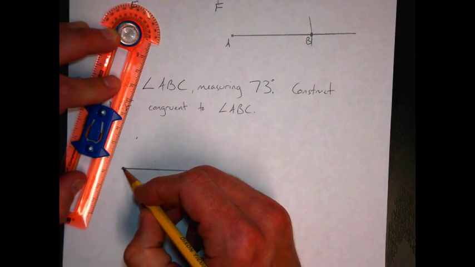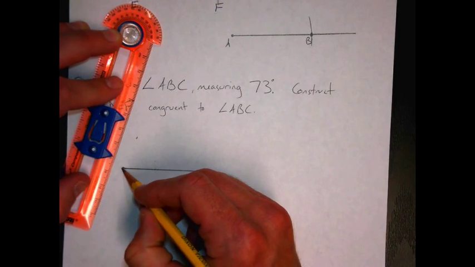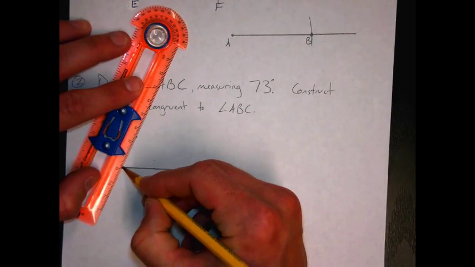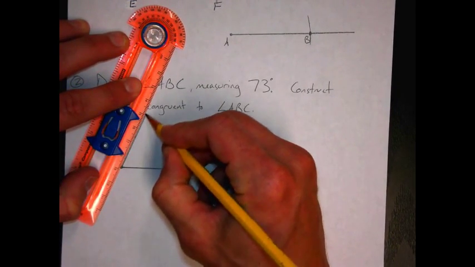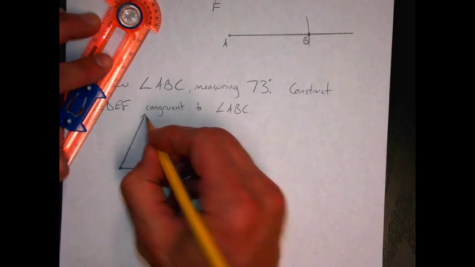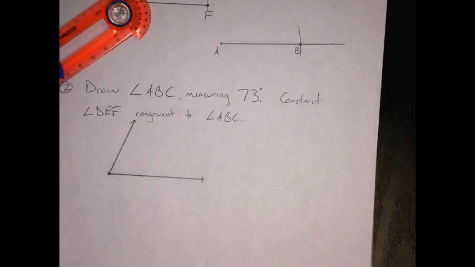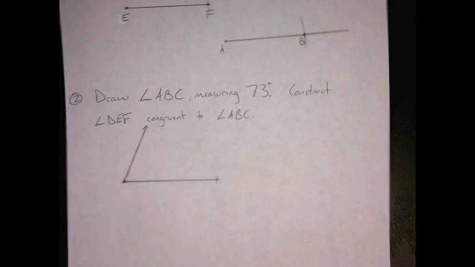So you construct your other ray, right? From the vertex of the angle through the point we just made, using your straight edge. Definition of a construction using a straight edge. Okay, there, we've made our angle. So that's how you construct an angle of 73 degrees. We did it, done and done.